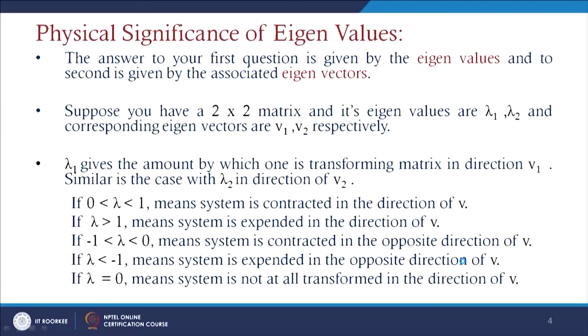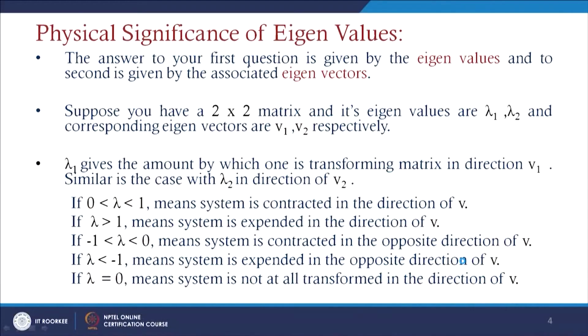So, in this transformation of the system, if we have two distinct eigenvalues, lambda 1 and lambda 2, then lambda 1 gives the amount by which one is transforming the matrix in direction V1, since V1 is the eigenvector associated with the eigenvalue lambda 1. Similarly, in case 2, lambda 2 acts in the direction of V2. These eigenvalues transform the system in such a way that it takes the direction of the associated vector.